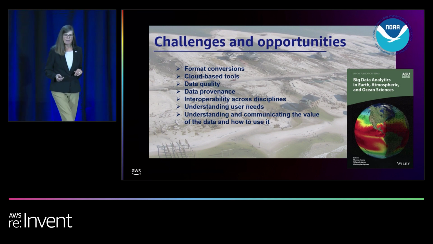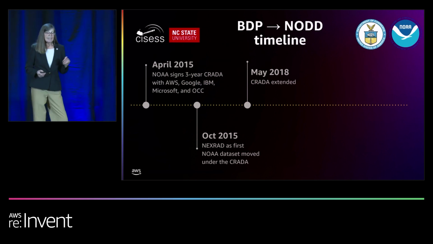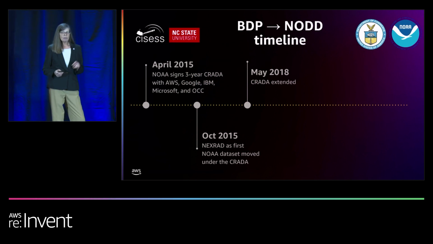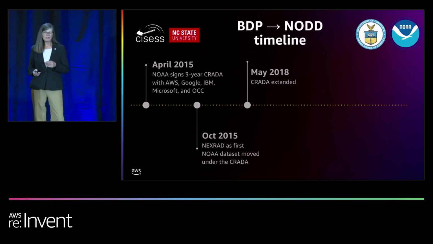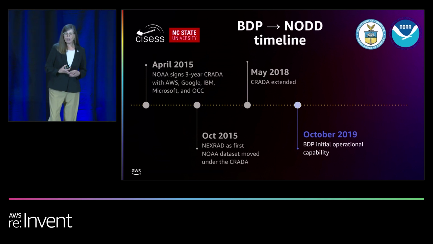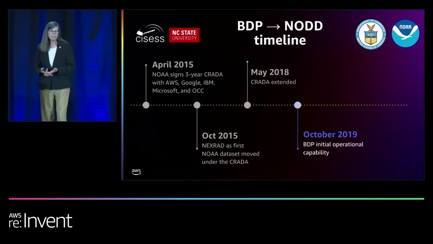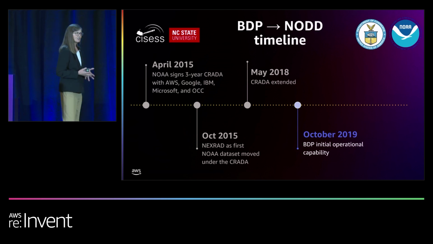They're amazing. So back to our timeline. In 2019, NOAA formally requested proposals from industry, which ultimately resulted in 3 signed contracts with our current cloud service providers, including Amazon Web Services, by the last quarter of that year. This resulted in the Big Data Project becoming the Big Data Program, and initial BDP operational capability began in October 2019.